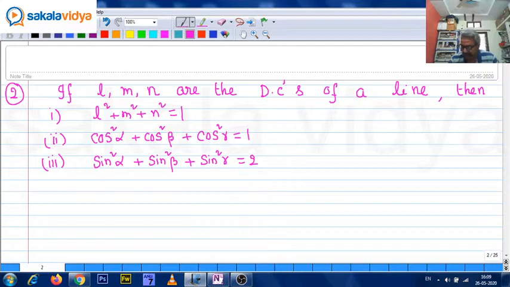That is 2. And one more thing, it will be useful for the vectors chapter also. So please keep in mind, because if L, M, N are the direction cosines of a line, Li plus Mj plus Nk is a unit vector, because its modulus will be root of L square plus M square plus N square, that will be 1.